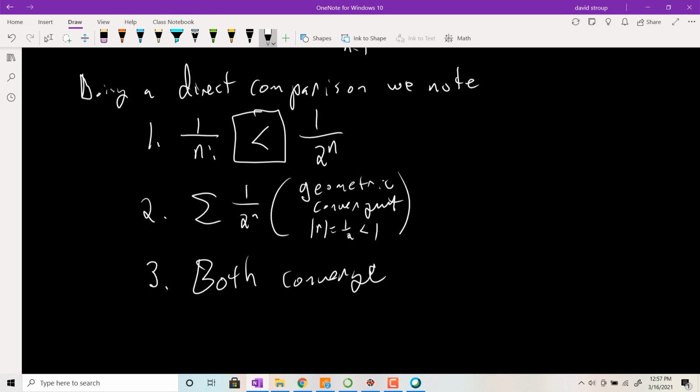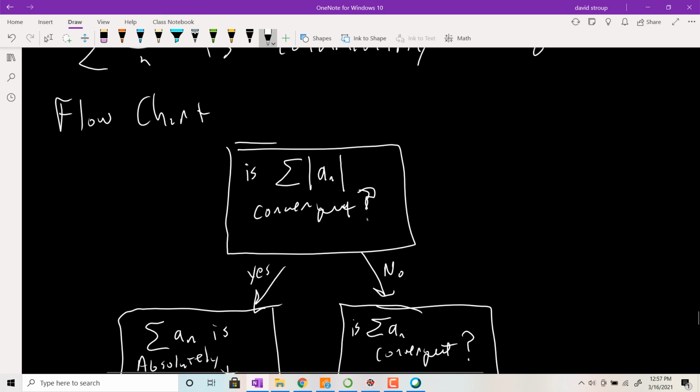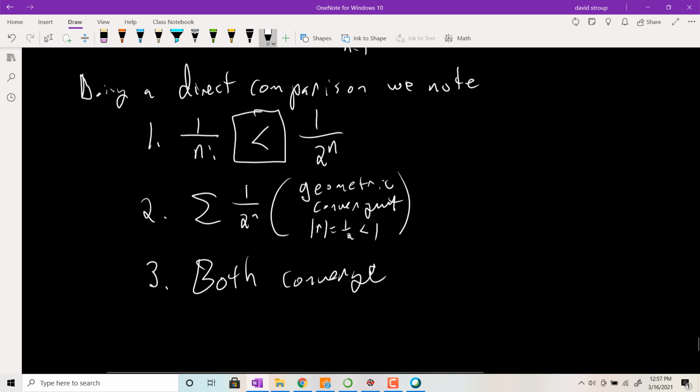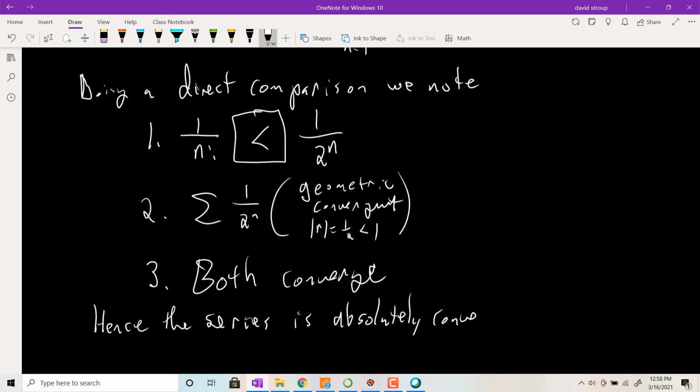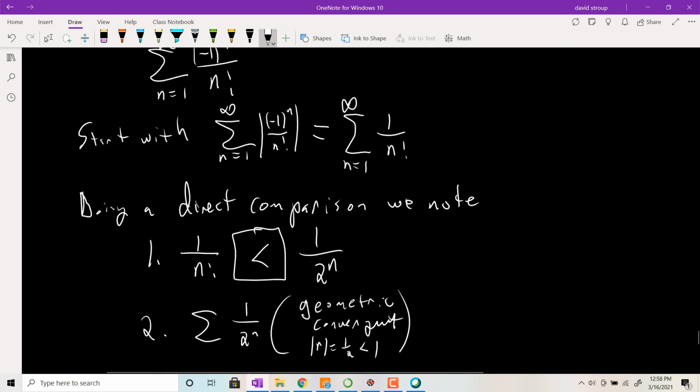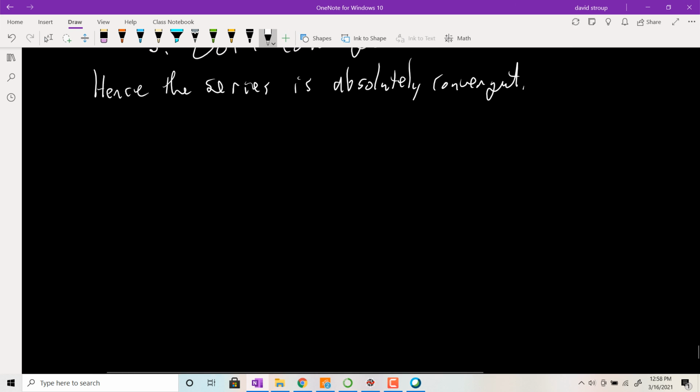So going back to the flow chart, what we've done is shown that this thing converges. So therefore the series is absolutely convergent, so therefore the series is convergent. I'll just say absolutely convergent. So that was the video quiz. All right, let's move on to ones that are a little uglier.